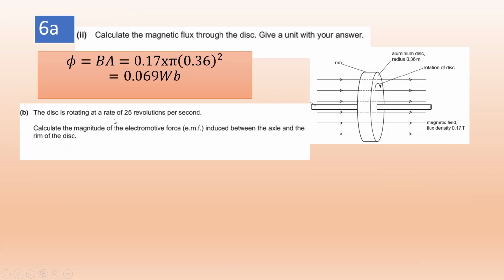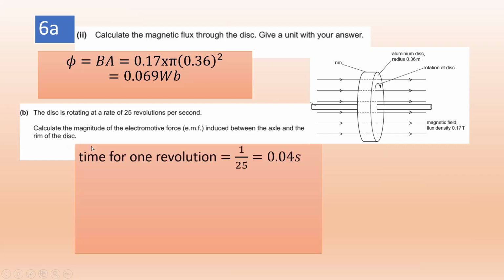The disc is rotating at 25 revolutions per second. Calculate the magnitude of the electromotive force induced between the axle and the rim of the disc. Time for one revolution is 1 over 25, which is 0.04 seconds. Right? It's supposed to be differential, but yours is not calculus based, so they accept the shortcut. There's a change in flux in one revolution, and there's a time.